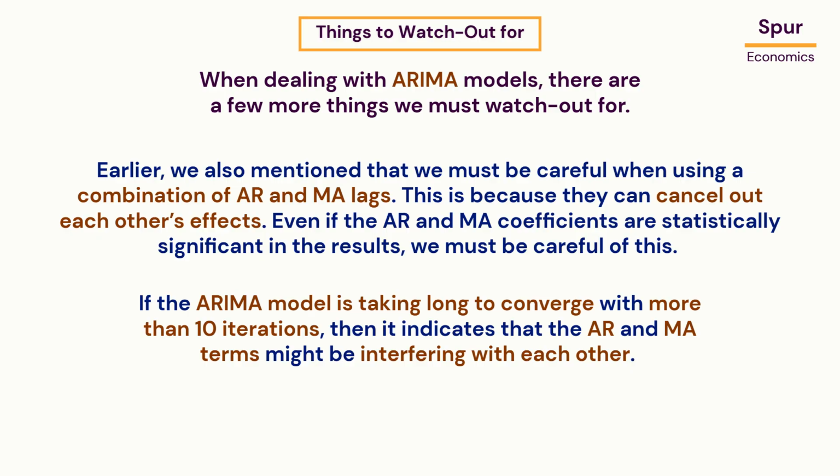Earlier, we also mentioned that we must be careful when using a combination of AR and MA lags. This is because they can cancel out each other's effects. Even if the AR and MA coefficients are statistically significant in the results, we must be careful of this. If the ARIMA model is taking long to converge with more than 10 iterations, then it indicates that the AR and MA terms might be interfering with each other.